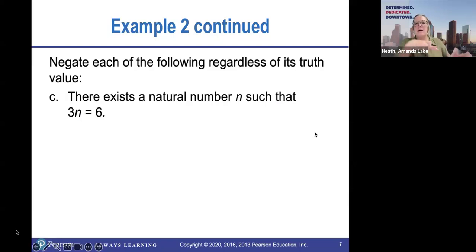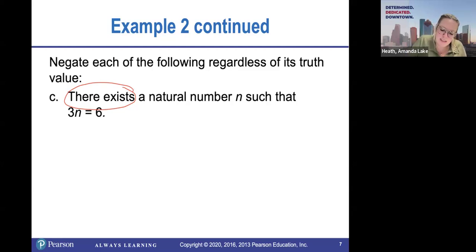All right, so if we move to a mathematical statement here, this claim says there exists a natural number n such that 3n equals 6. So if we want to make the negation of that claim, there exists is going to have to be negated to say a universal quantifier. So there exists is an existential quantifier, and the negation of an existential quantifier is a universal quantifier. So this would be a for all or for none claim now.